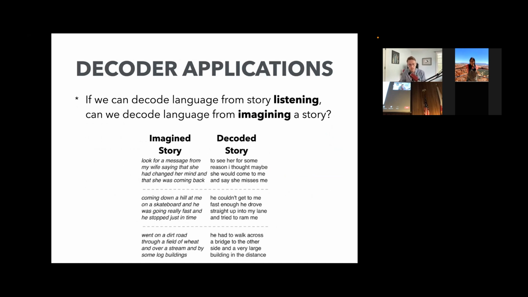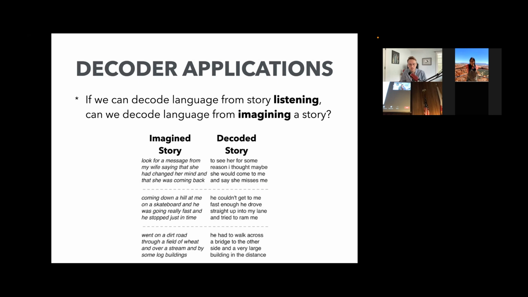Here's some examples. So here's the imagined story. This is a little snippet from the imagined story. We had the subjects also recite the stories outside the scanner, which is how we know what words they were saying. Look for a message from my wife saying that she has changed her mind and that she was coming back. And the decoded version is, to see her for some reason, I thought maybe she would come home to me, say she misses me.